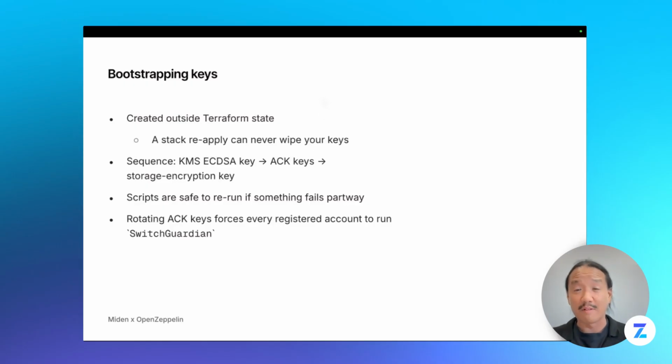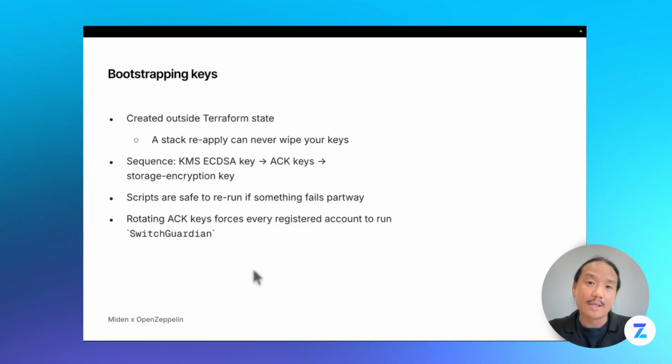Bootstrapping is a sequence you run before your first Terraform deploy. Crucially, these secrets are created outside of Terraform state, so that accidentally destroying or reapplying a stack can never wipe your keys. The sequence goes like this. First, bootstrap the KMS ECDSA key, then bootstrap the acknowledgement keys, or ACK keys, which generates the key material and stores it in the secrets manager, continuing to use KMS for the ECDSA side, then bootstrap the storage encryption key. So everything is encrypted at rest, and the sensitive parts can be manually edited. The scripts are also designed to be safe to rerun if something fails partway through.